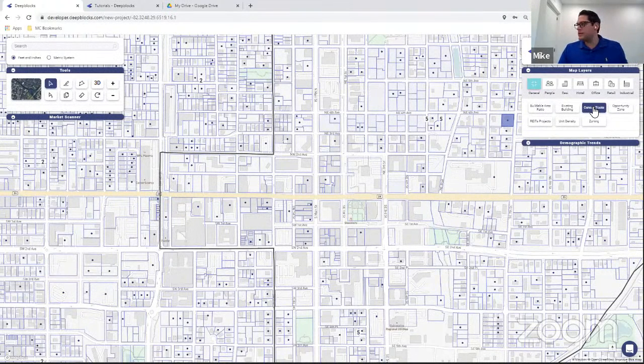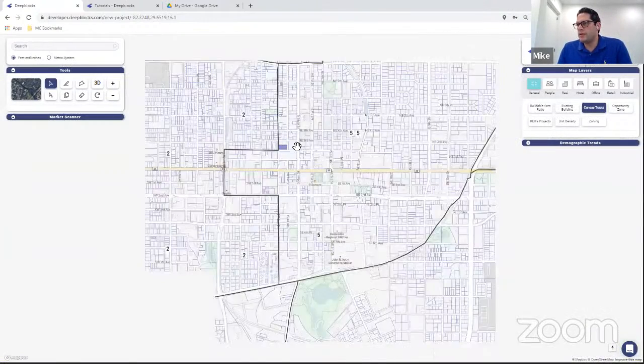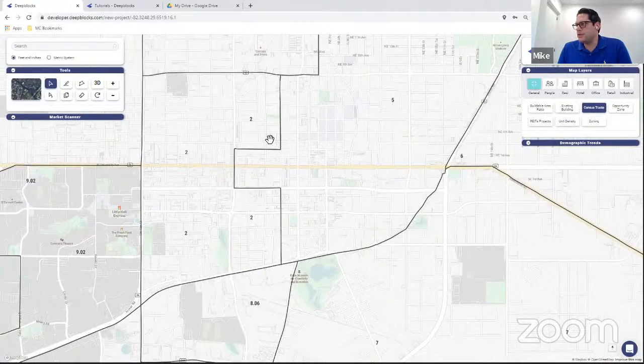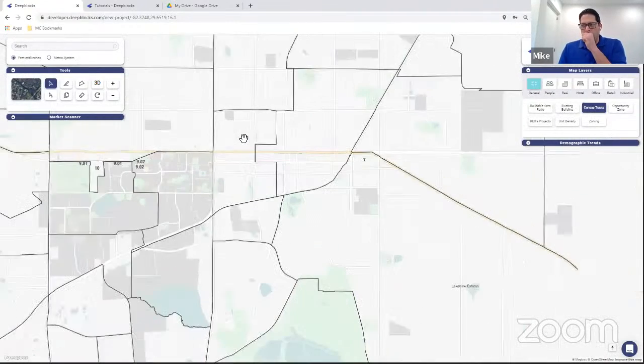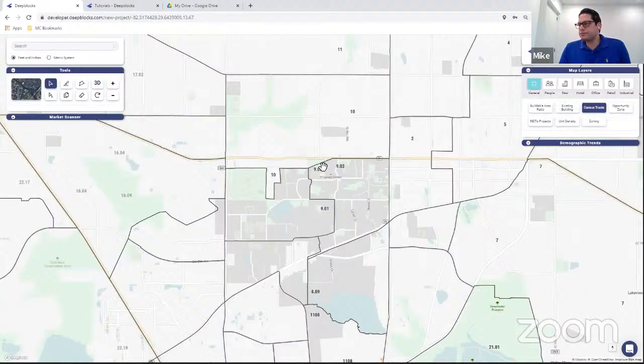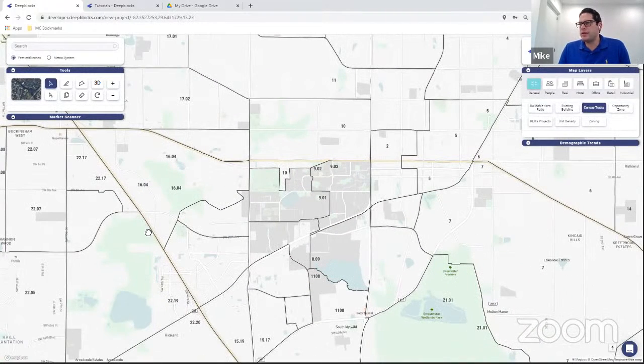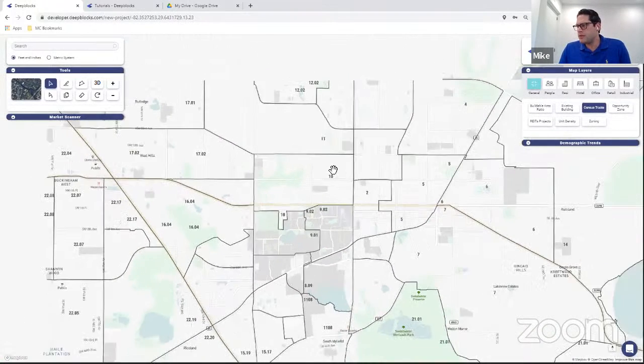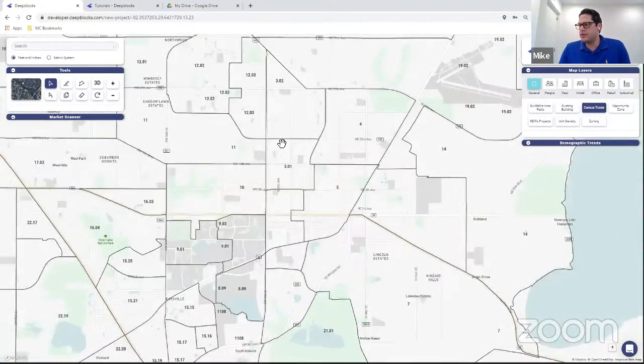So the best way to do this is we're going to actually turn on the census tract map layer. We're going to zoom out, and we'll just simply look for census tract 4. And once we find census tract 4, we're basically going to zoom back in until we see those parcels. Here we go. Here's census tract 4 right here.